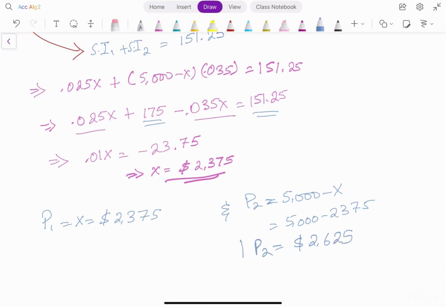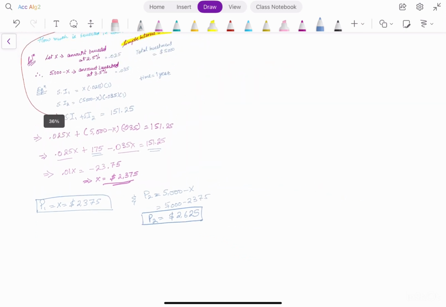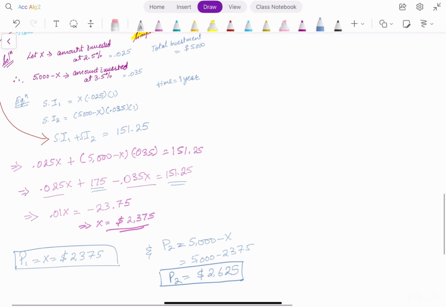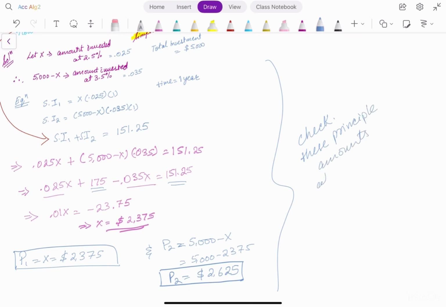And if you want, you can check if the answers are valid or not by finding the interest on these principals, and you will get the same answer that we are looking for. So these are a few examples, a few word problems that are related to this chapter 1.3. One important thing is how to use the calculator to solve equations in a single variable.